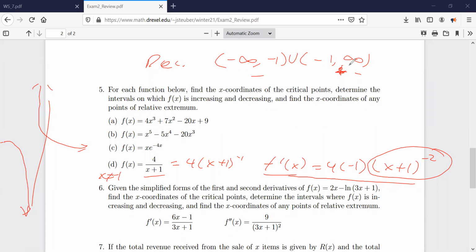And then there are no critical points. It just switches at a point where it's undefined. Does that make sense?